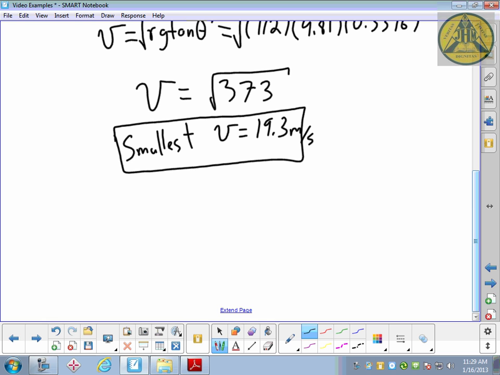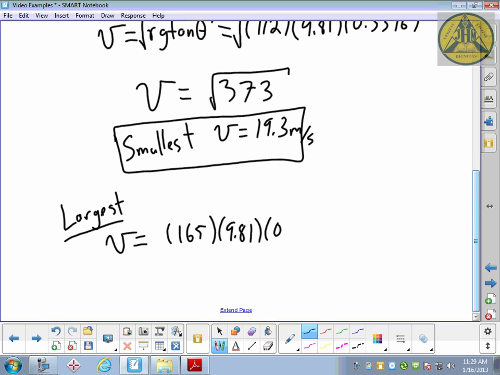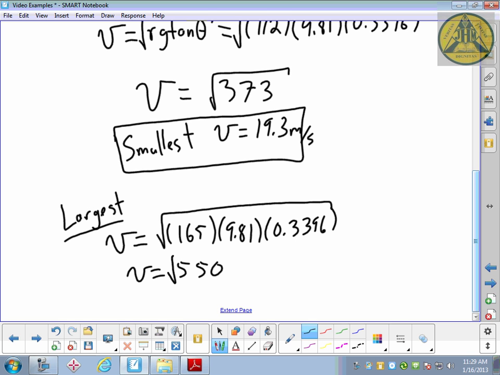Then we do largest. v equals, I guess the bigger r, I'll just go straight to the math, 165, 9.81, and times your tangent of your angle, 0.3396. That didn't change. Okay, you might be higher up the hill, but the angle made from the horizontal is the same. All right, so that works out to be 165 times 9.81 times 0.3396. So that v is 550 approximately inside the square root sign.